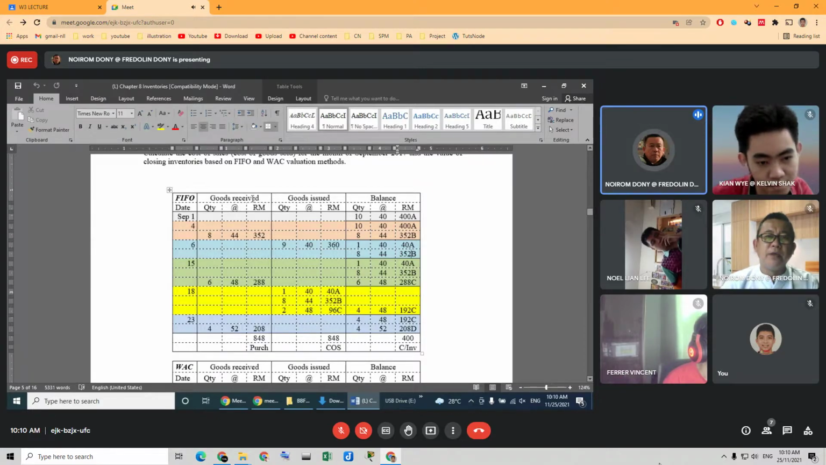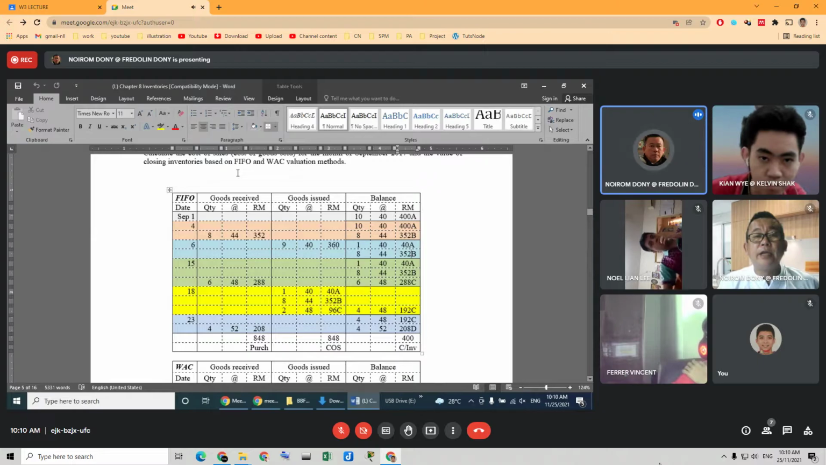So receive is for purchases amount. Issued is for cost of sales amount. So that is why we don't put the selling price here. Instead, all these are the cost price. So that's why this is known as cost of sales. And for the inventory value, you take the last row. Why the last row? Because of the process of updating. So we have updated all this column.